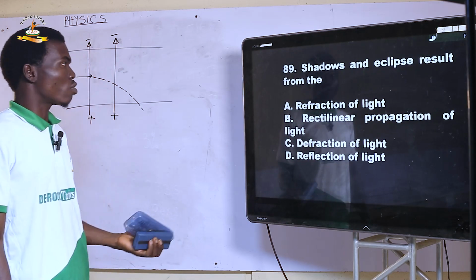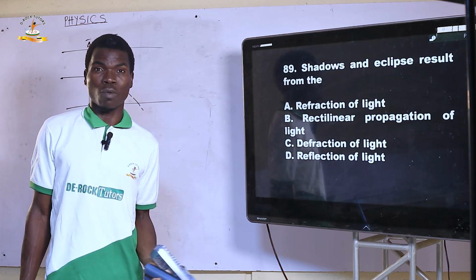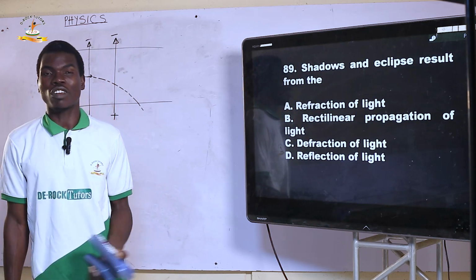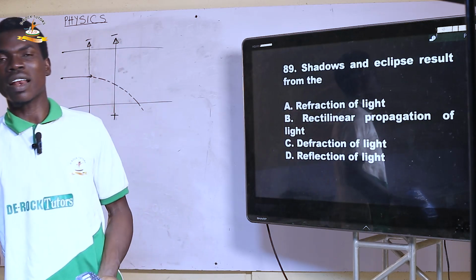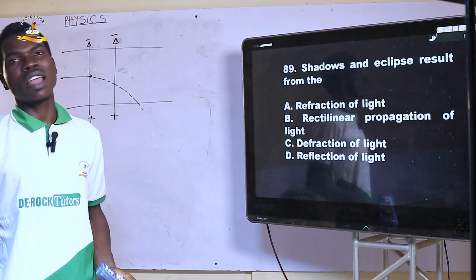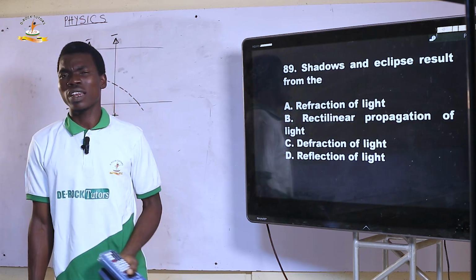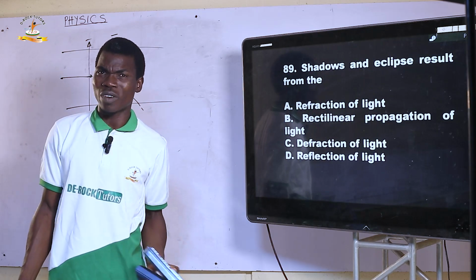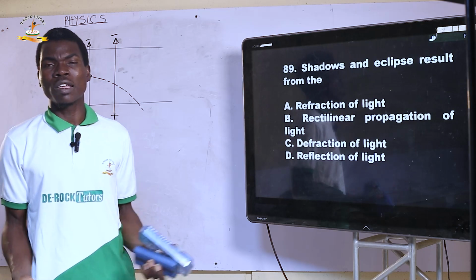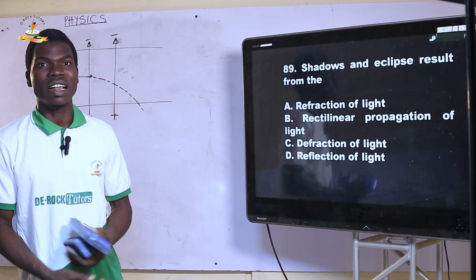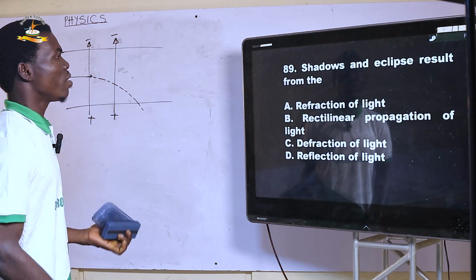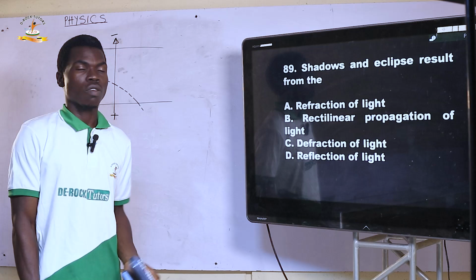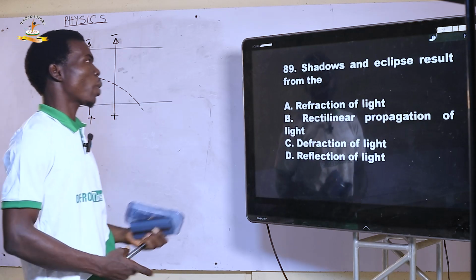89. Shadows and eclipse result from the... I have said that in one of the questions we solved before now. When you are thinking of rectilinear propagation of light, we usually use shadows and eclipse to explain it. And what is rectilinear propagation again? Let me bring you back to memory lane. Rectilinear propagation of light is the phenomenon in which light travels in a straight line. Refraction of light, no. B. Rectilinear propagation of light, that's the correct option. So B is the correct option for 89. Next.